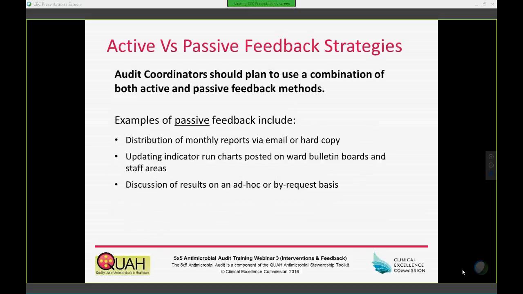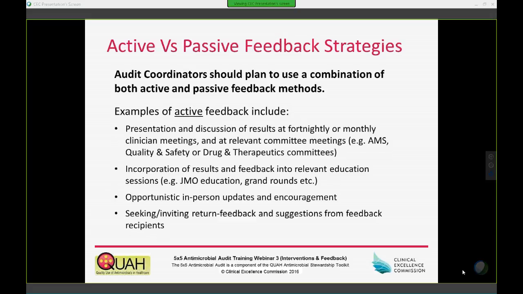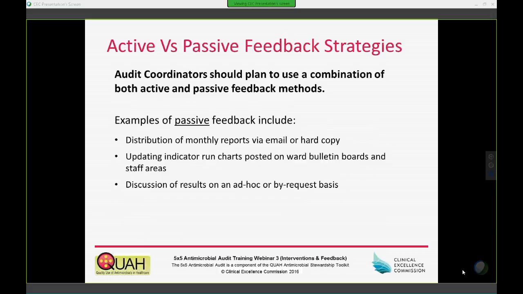And some examples of more passive feedback might be sending out copies of monthly reports of your audit data via email or perhaps in hard copy. And that's something that is very, very easy to do in addition to your more active feedback strategies. But on its own, without the active feedback, it's really not likely to have much of a major impact.